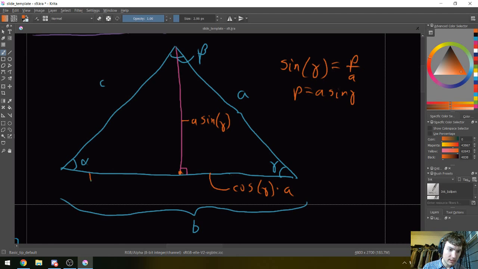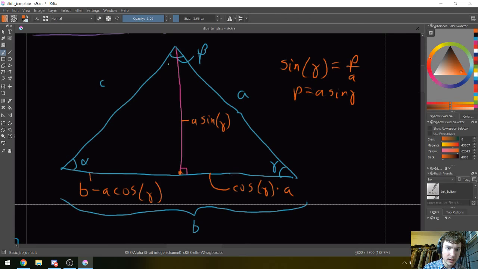That means that the other half, since the whole thing adds up to b, since I've just dropped this thing which cuts b into two segments, that means the other leg on the left has to be, what, b minus a cos gamma, I think? That sounds right. Good. All right, so now this is where the punchline is going to come in.